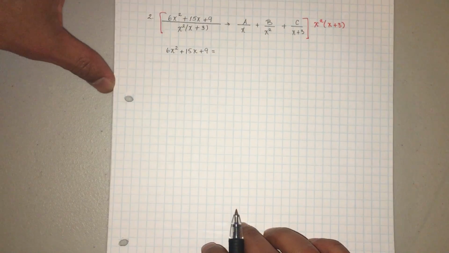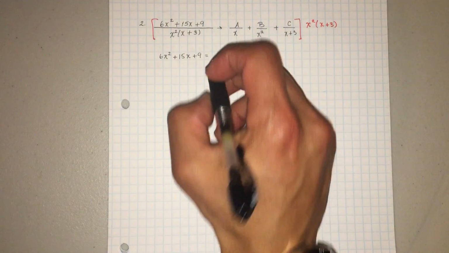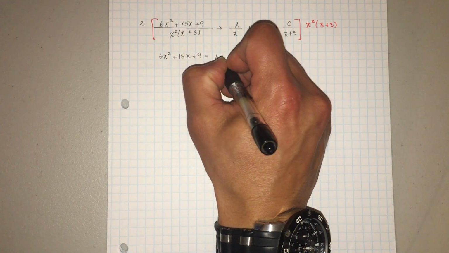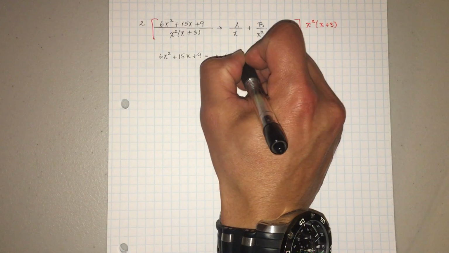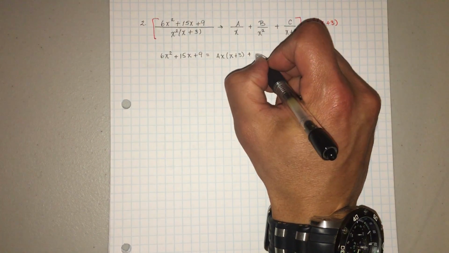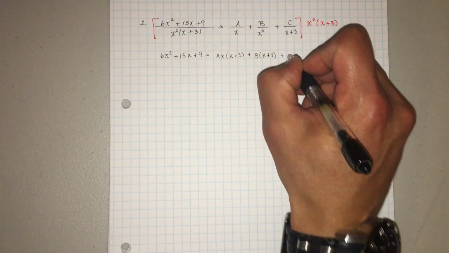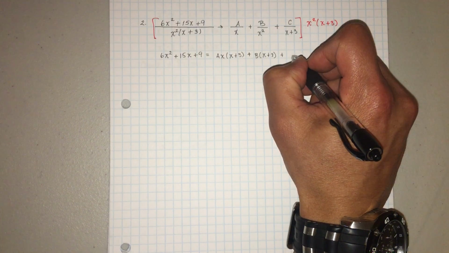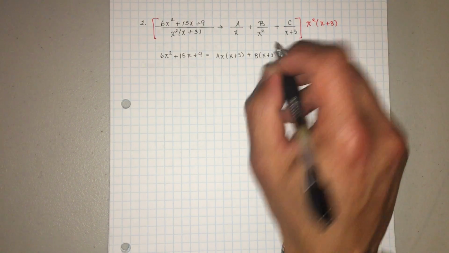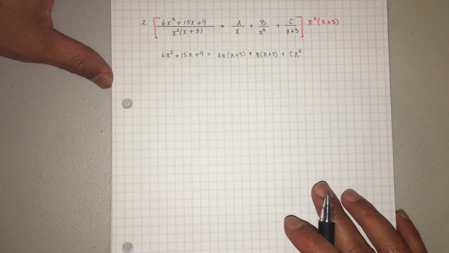Okay, so now, same thing, distribute it. One of the x's is going to cancel out, so you're going to be left with A times x times x plus 3, plus, and then continue, the x squared simplifies out. You're left with just B times x plus 3. And the last one, the x plus 3 simplifies out. You're left with C times x squared.